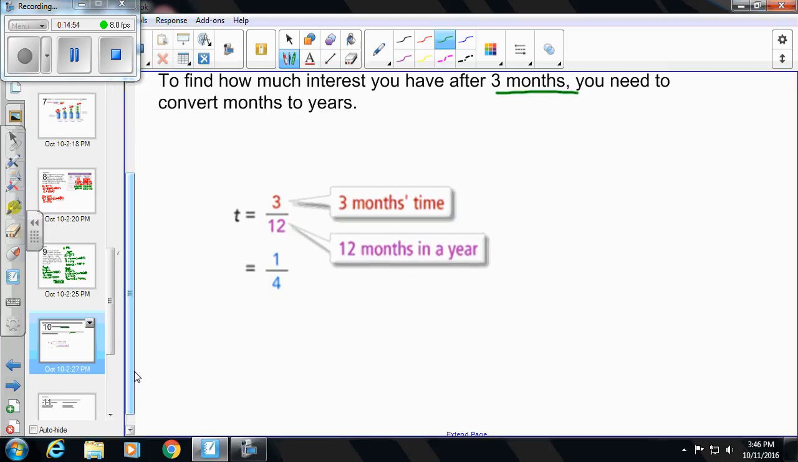And we know 3 months out of 12 months is 1/4 of a year. So you can leave it as a fraction, or you can simplify it. You can simplify it in the beginning, or you can simplify it in the end. Either way, it doesn't matter. I prefer simplifying in the beginning.